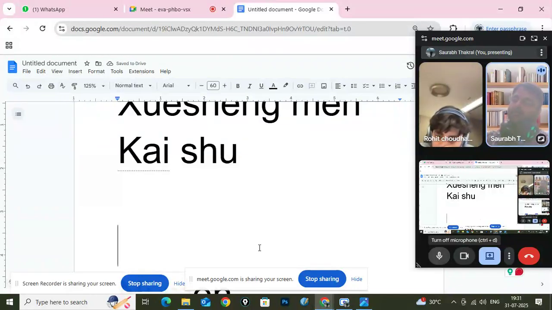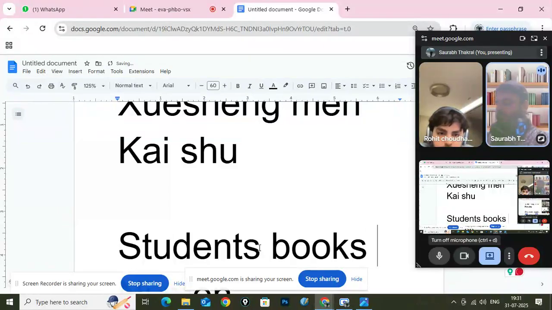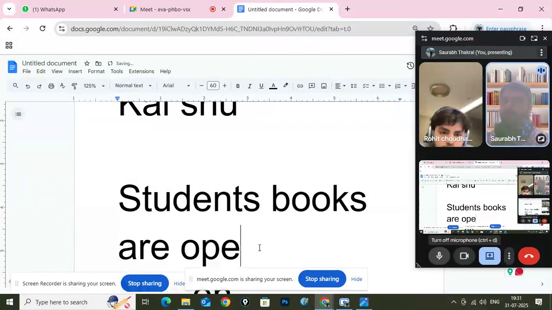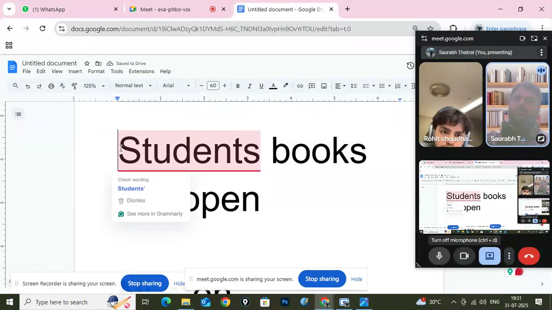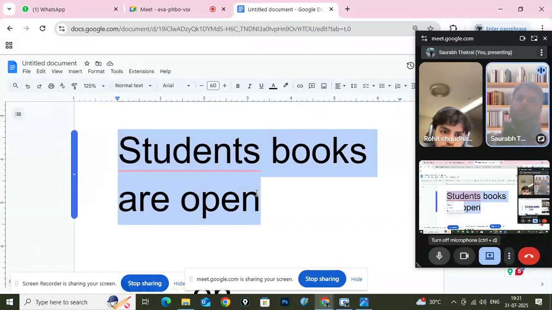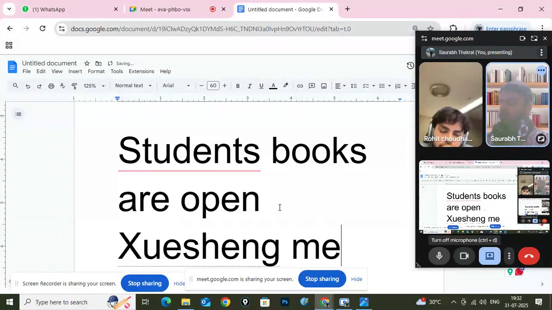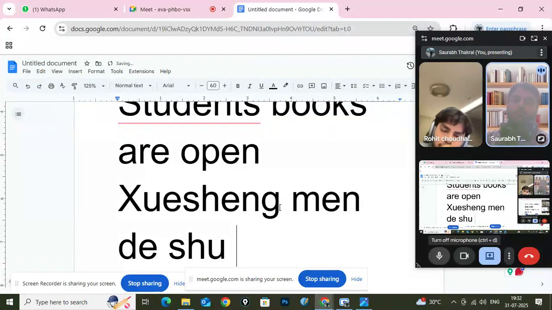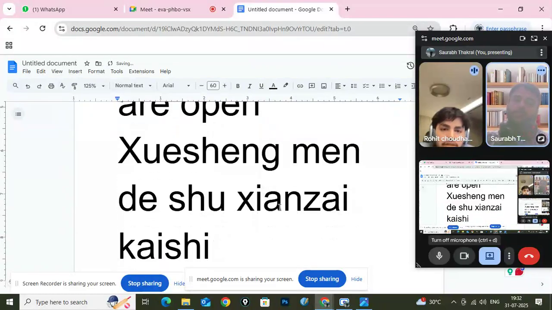What was the earlier sentence we said? Students books are open. Again, we have limited vocabulary, but we have to make the best use of it. So if this is the sentence we have to translate, this means we are talking about right now, current times. So then we can use xianzai with this. So then we can say shui sheng man de shu xianzai kai shre. Yeah, xianzai, right now.